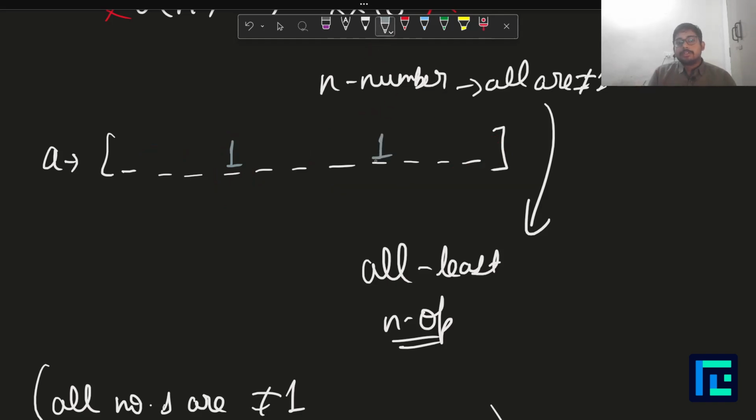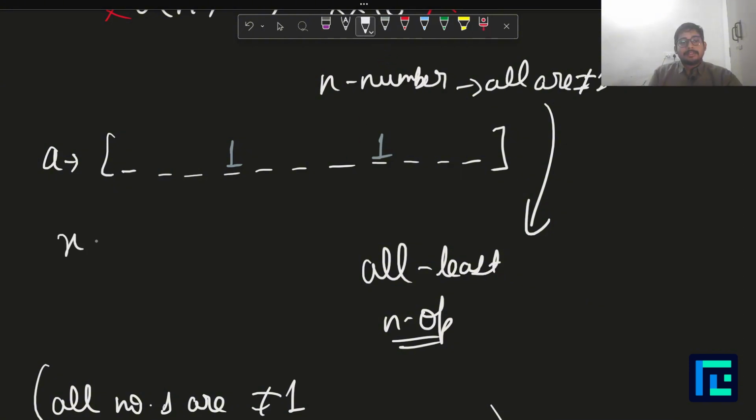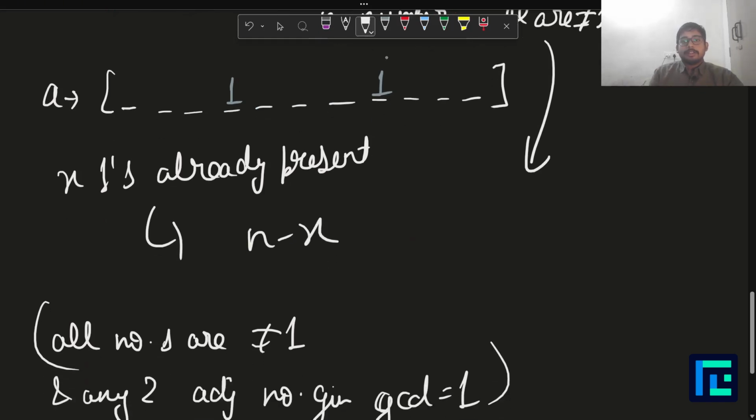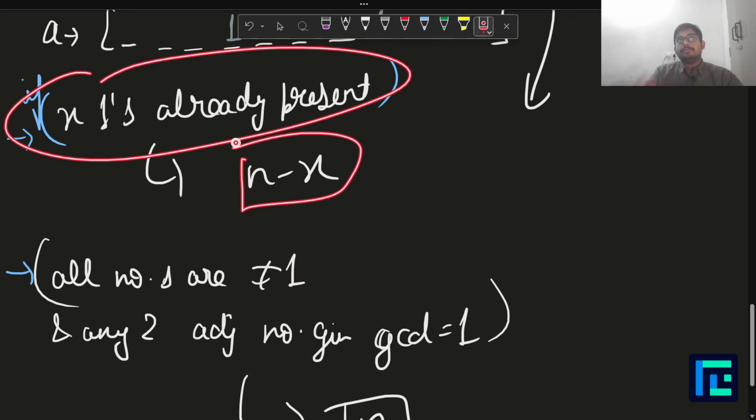If there are, let's say, 2 ones already present in the array, then apart from these two indexes, all the rest of the indexes would require 1 operation to convert them to 1. So we can say if there are x ones already present, then my answer would be n minus x simply. So these two base cases are done. If there are x ones already present, my answer is going to be n minus x.